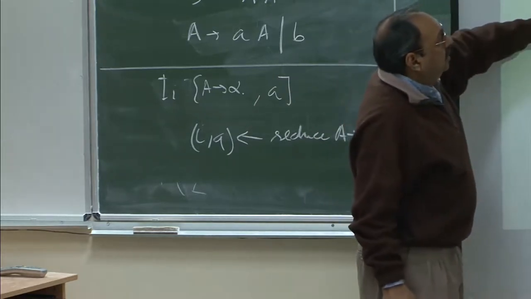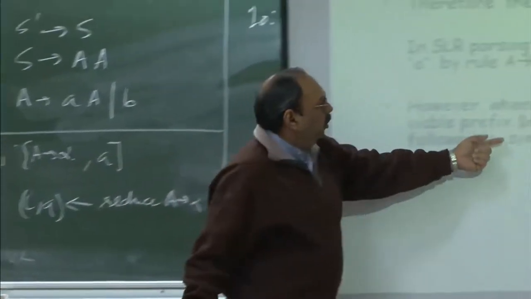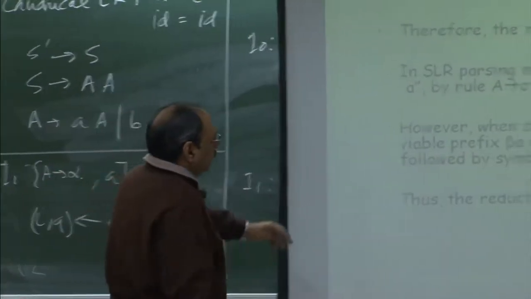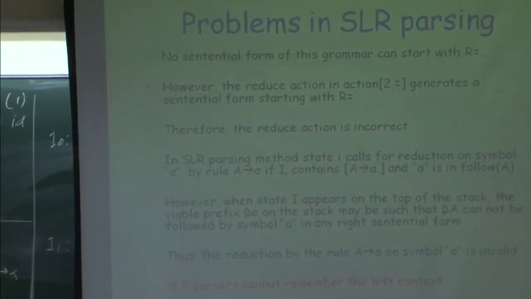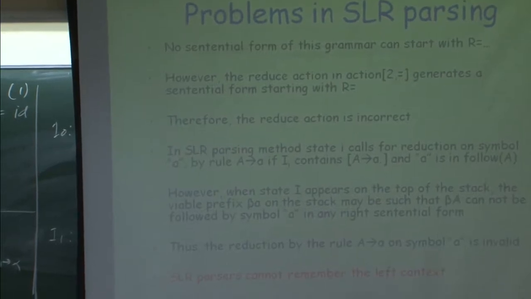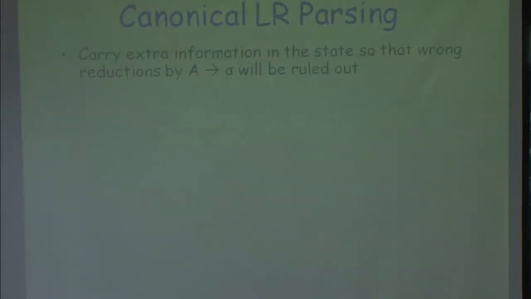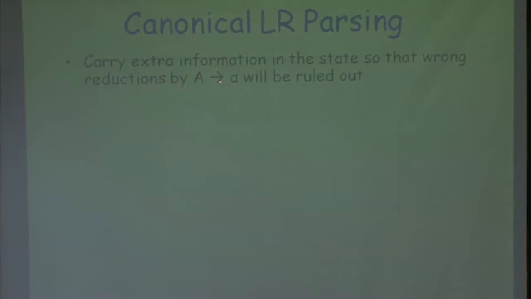In the SLR parser, when I say that I am doing a reduction by this symbol, it may be in follow of A, but may not be in follow of alpha A, which is what was on the stack. Therefore this symbol is invalid. The problem is that the state symbol does not capture the left context, does not capture the whole stack configuration, just the symbol on the top. That was the limitation we wanted to remove, and because of that, in the canonical LR parser we carry extra information so that we rule out all the wrong reductions, which happen because of a symbol in follow of A.